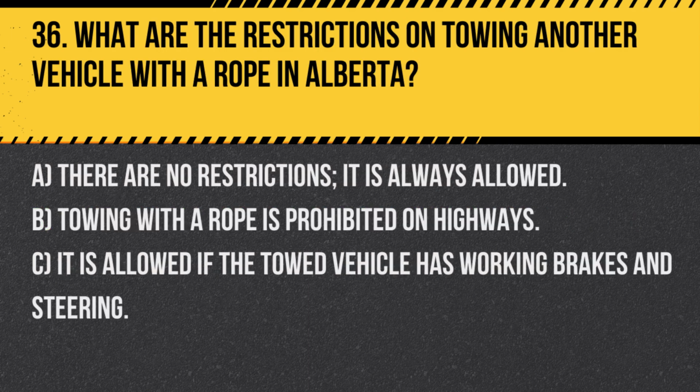Question 36. What are the restrictions on towing another vehicle with a rope in Alberta? A. There are no restrictions. It is always allowed. B. Towing with a rope is prohibited on highways. C. It is allowed if the towed vehicle has working brakes and steering. Answer C. It is allowed if the towed vehicle has working brakes and steering. This ensures control over the towed vehicle and safety on the road.